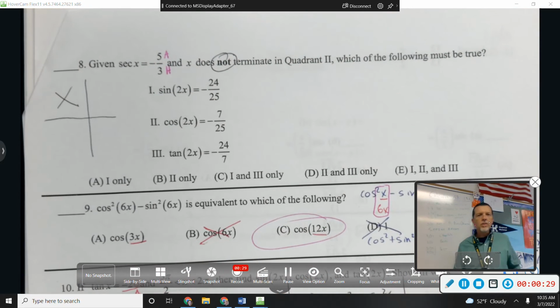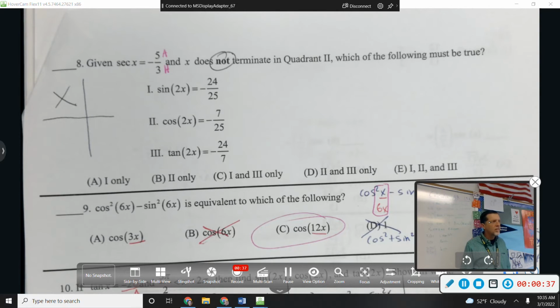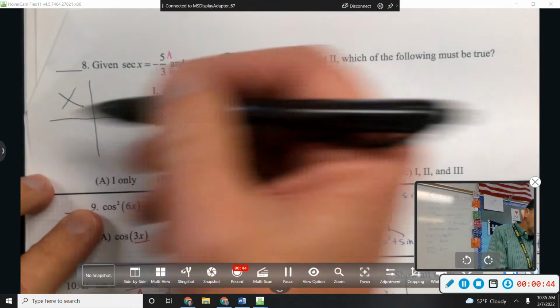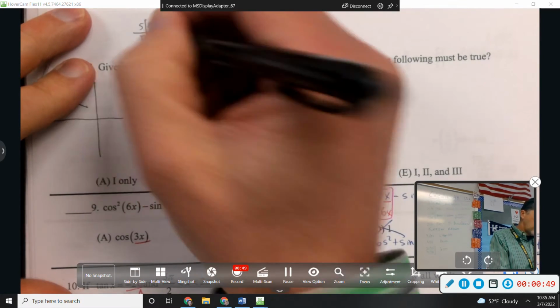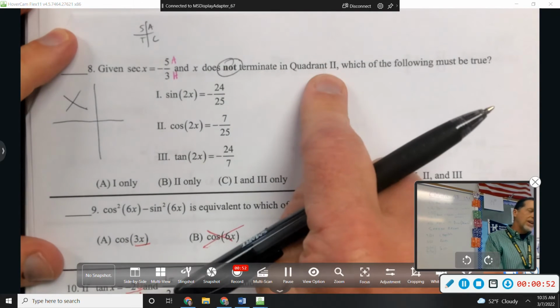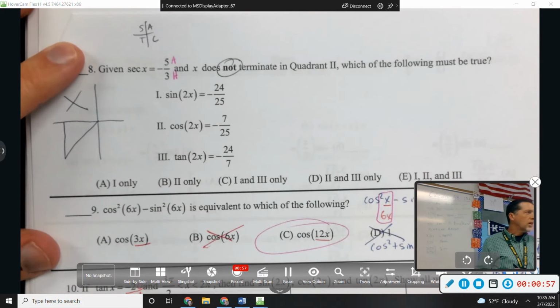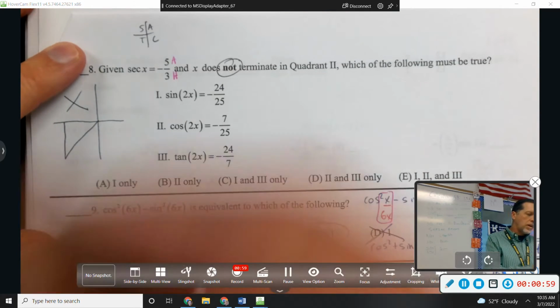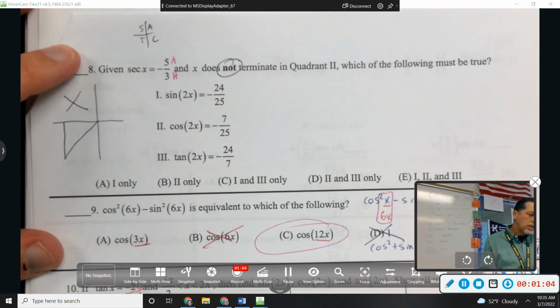Okay, not in quadrant 2. Where is the secant negative? But that also means where is cosine negative? Let's see. Cosine's negative over there on the left, in 2 and 3. But this one's not in quadrant 2. So the only option left is quadrant 3. Because if cosine is negative, it's got to be in 2 or 3, but it's not in 2.